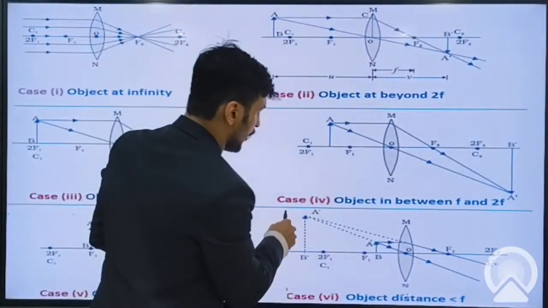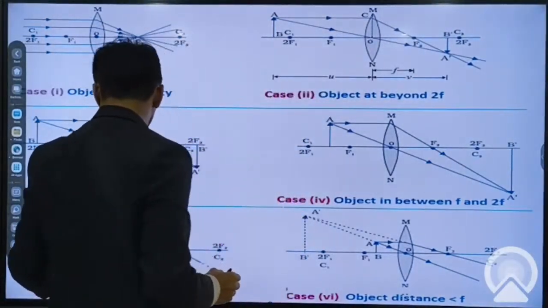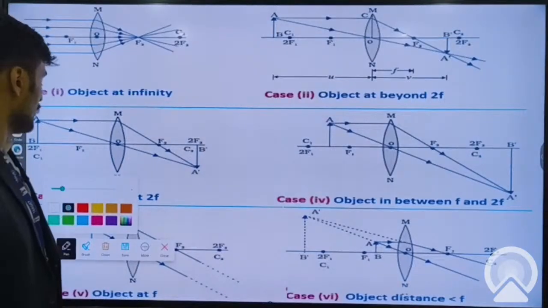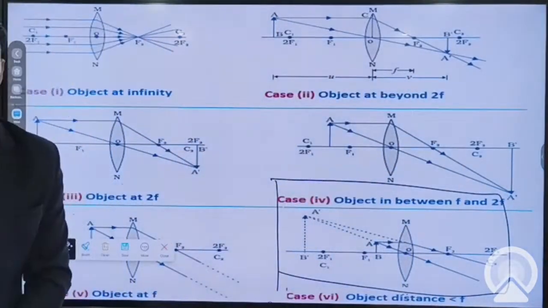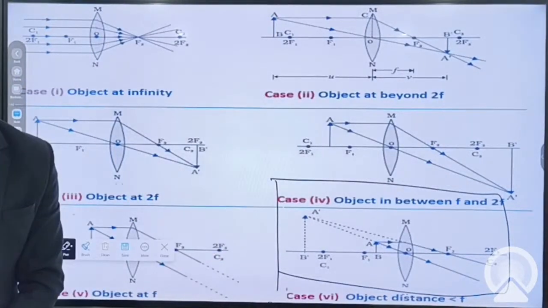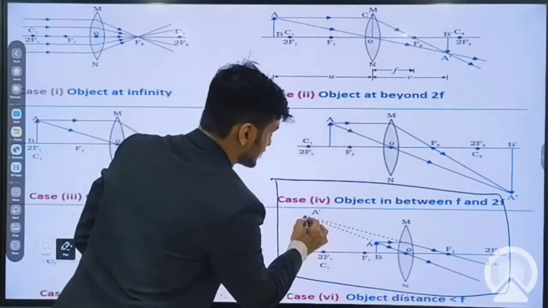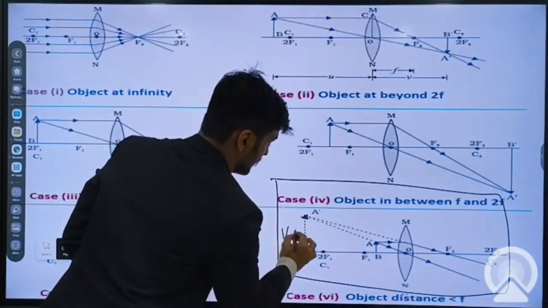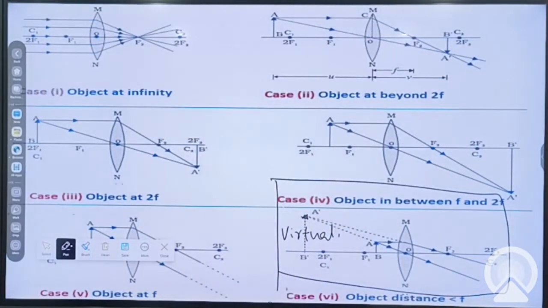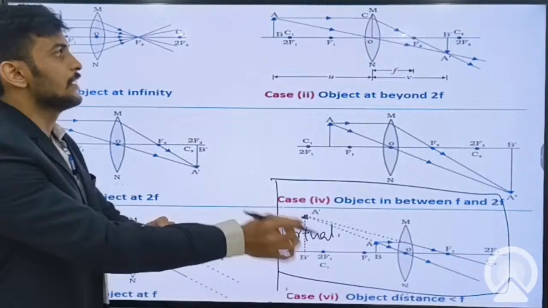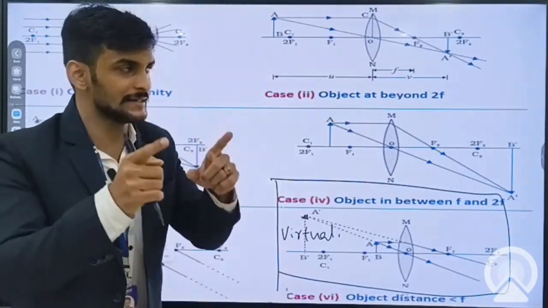That is, if the object is placed in between F and O. If the object is placed in between focus and origin, then also the image is virtual. Clear? Listen guys, in case of lenses, listen again.